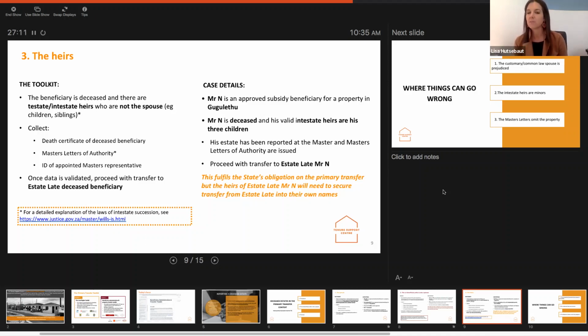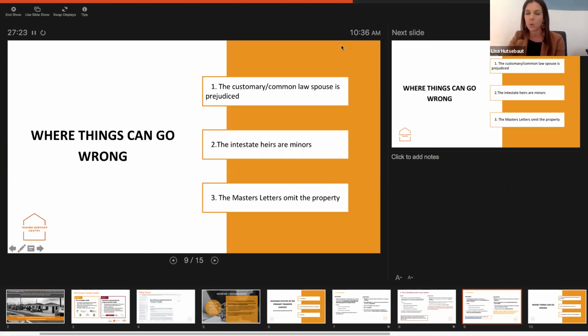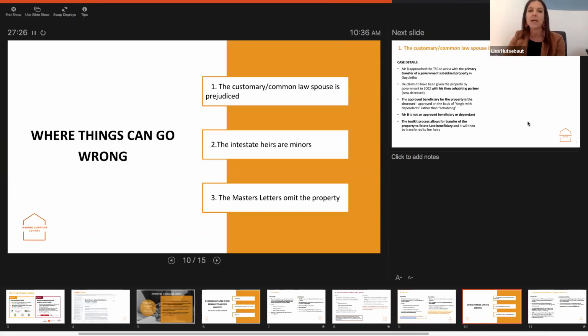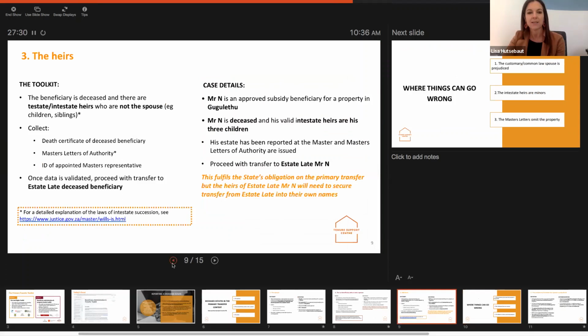And then once you're happy with all of that information and it all stacks up, you would be able to proceed with your transfer to the estate late. And again, it's exactly the same process as your normal transfer process. Oh, can you go back one slide, Kezia? Thanks. It's exactly the same. It's just that your title deed will show estate late Mr. X instead of his name.